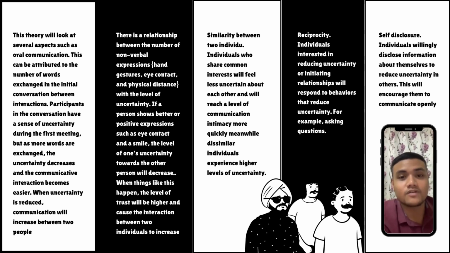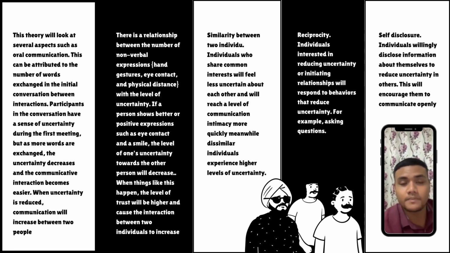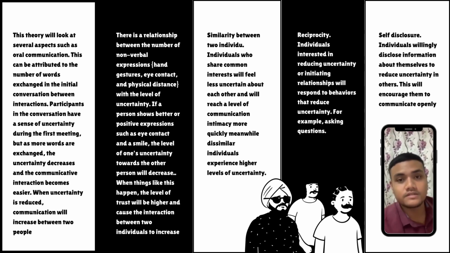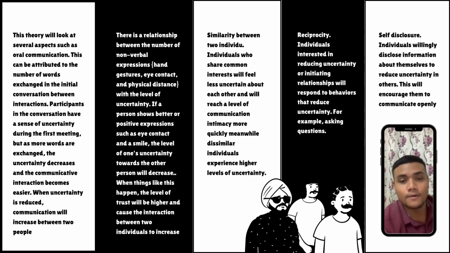Next, self-disclosure. Individuals willingly disclose information about themselves to reduce uncertainty for the other person and encourage them to communicate openly. Another aspect is reciprocity. Individuals interested in reducing uncertainty in initial relationships will respond to behaviors that reduce uncertainty, for example, asking questions. The higher the uncertainty between individuals, the more responses a person can expect.